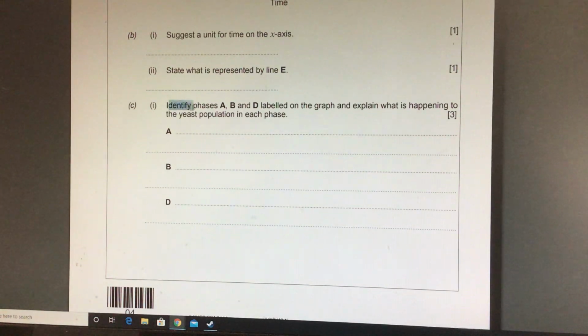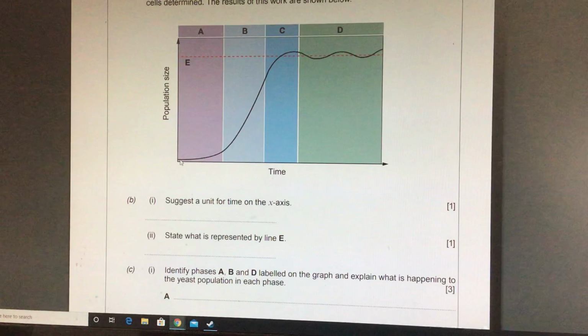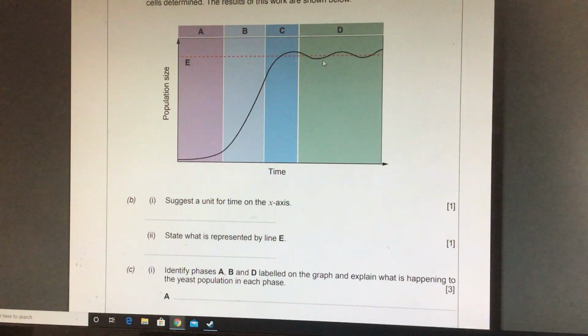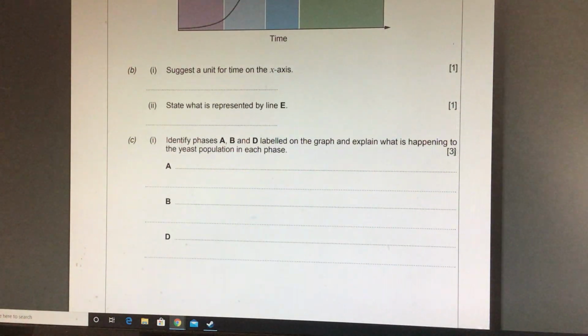First step is identify, which actually you did pretty well. You really did well. So we've got for A, the lag phase, for B, the log or exponential phase, and for D, the stationary phase. When it's around carrying capacity, it's called the stationary phase. However, the bits where many of you failed to get that marked: explain what is happening to the yeast population. What is happening to the yeast population?